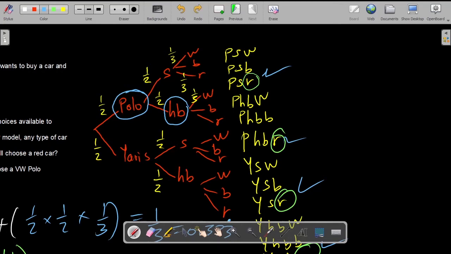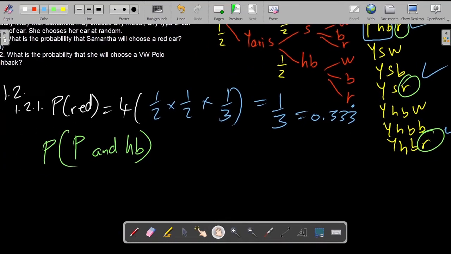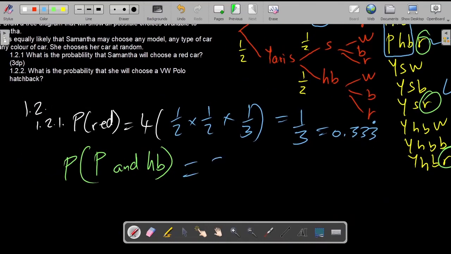So we just have to look at the ones that have PHB. So PHB, PHB, PHB, there they are. And those are 3 options, right? So as long as it's a Polo and a hatchback, it can be any color. So we have to add all of them so that we have the sum or the total probability that we're looking for. And since we have 3 options, and in those 3 options, once again, we're just going to do the same multiplication.